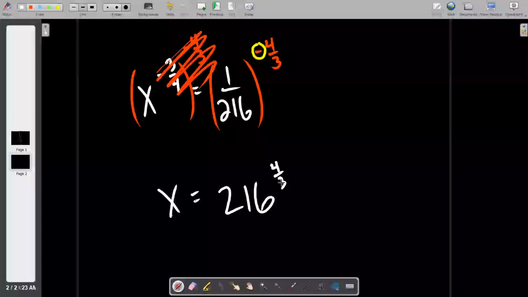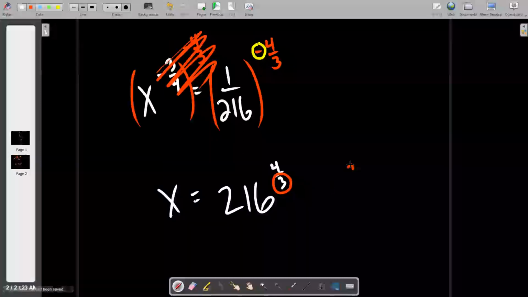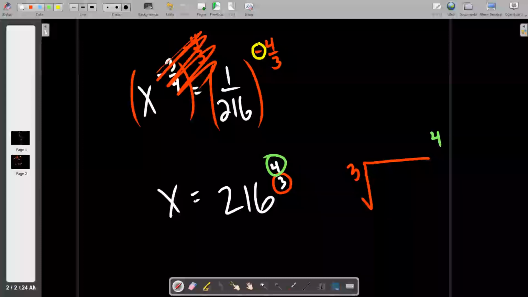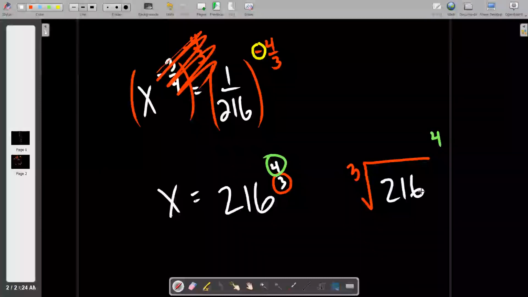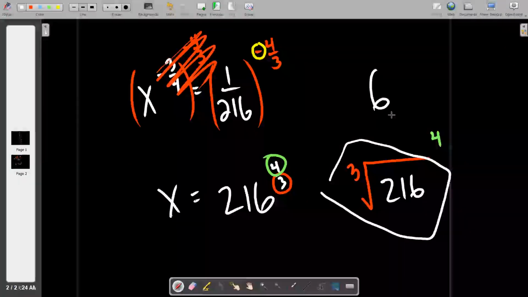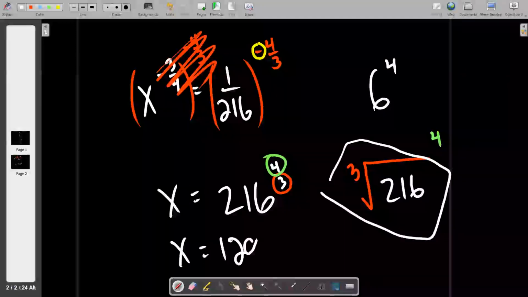And now, just like the last problem, I ask you these questions. What is the job of that 3? He says, make me a root called a cube root. What is the job of this green 4? He says, I am your power. And what do I do? Well, stick the 216 in there and use my resources. What is the cube root of 216? 6. And what is 6 to the 4th? 1,296. Done. So x equals 1,296.